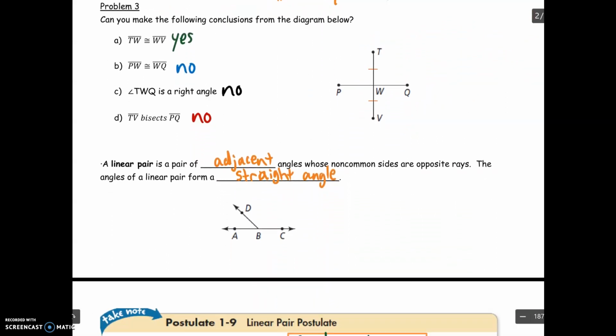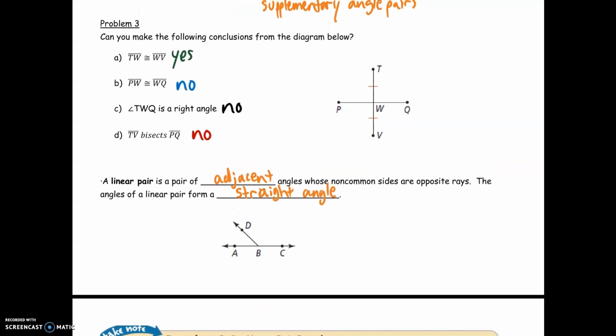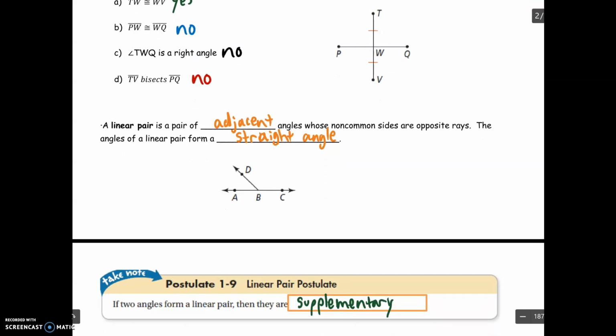A couple other vocab terms. Linear pair is a pair of adjacent angles whose non-common sides are opposite rays. I've actually seen this before. We just call this like two things at the same time. These are your pairs that are adjacent to each other and they're supplementary, so they add up to form what we call a straight angle. Straight angle is essentially just your straight line. So we would call, for example, angle ABD and angle DBC my linear pair in this case, because that is my pair that's adjacent and supplementary.